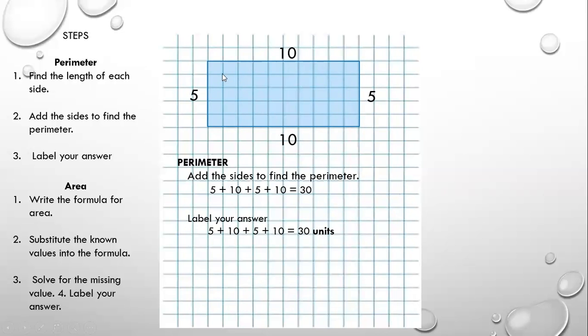So now let's find the area. And again, when we're talking about area, we're talking about the inside of the rectangle. We're going to start by writing our formula, which is area equals length times width. We know that area is equal to 10 times 5. We know that 10 times 5 is equal to 50. And when we label our answer, we find that area is equal to 50 square units.